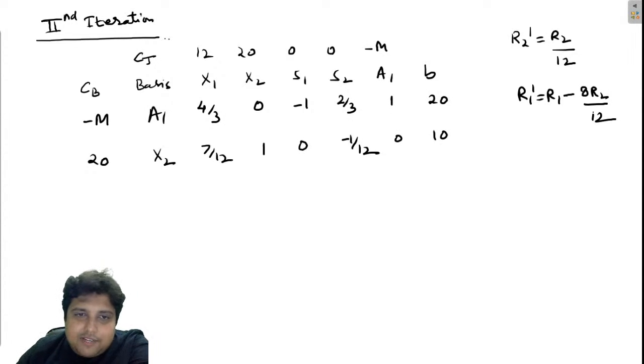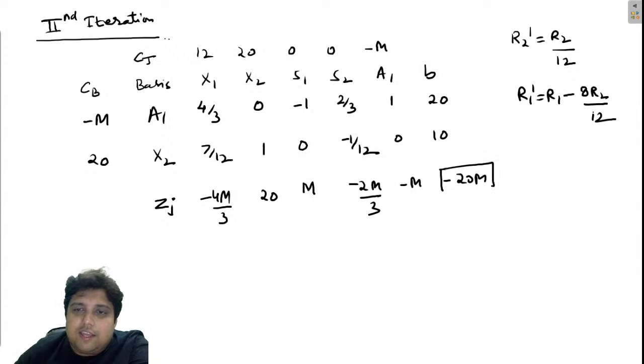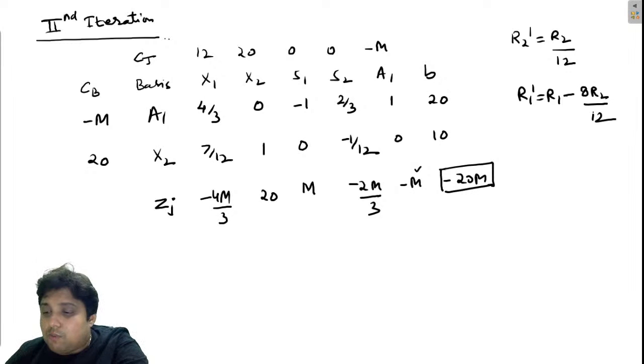So let me write Zj now. So Zj will be minus 4M by 3, 20, plus M, minus 2M by 3, minus M. Guys, whatever finite values there are with respect to M, I simply neglect those values because they are extremely small with respect to capital M.